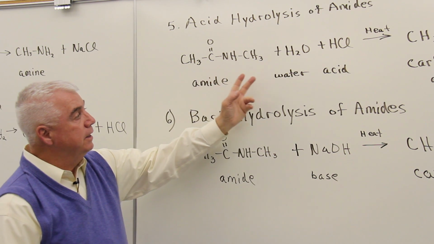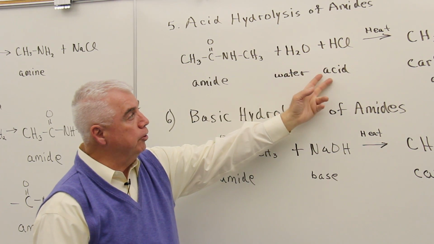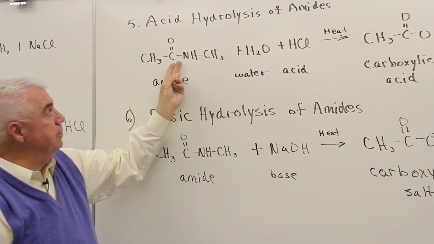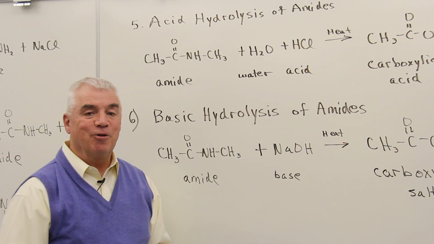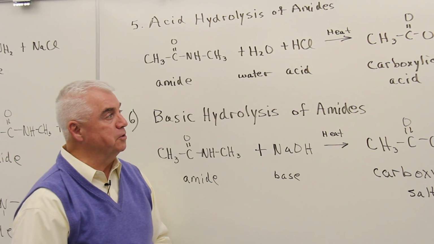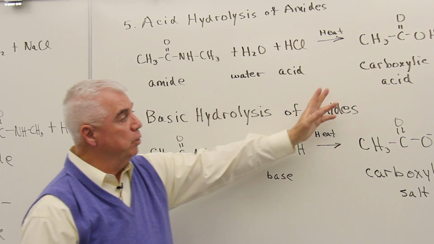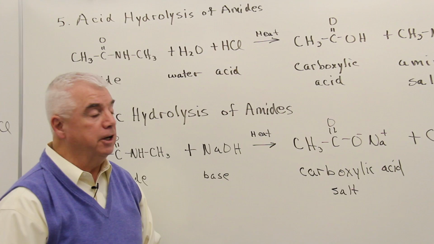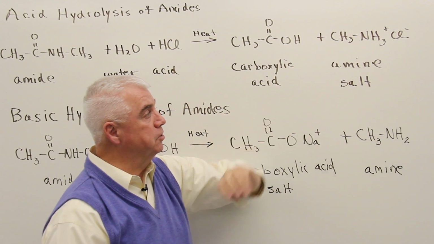Here's an amide. If we put the amide under acidic conditions, water and an acid, we have to apply some heat because this amide linkage right here is pretty strong. And we want it to be strong because that's what holds proteins together. If we break that linkage, we get back the carboxylic acid, and under acidic conditions, we get not the amine, but the amine salt.